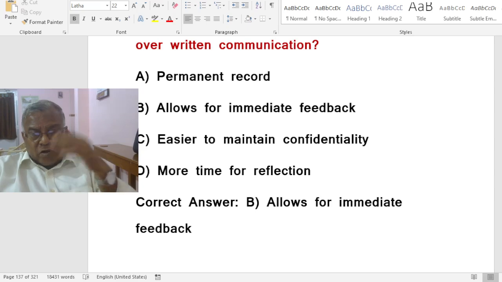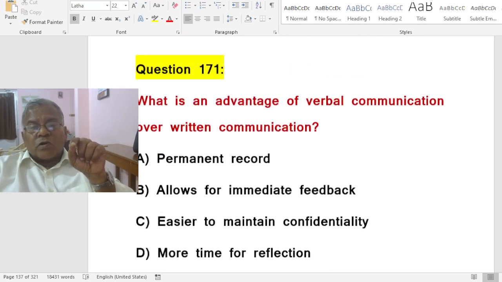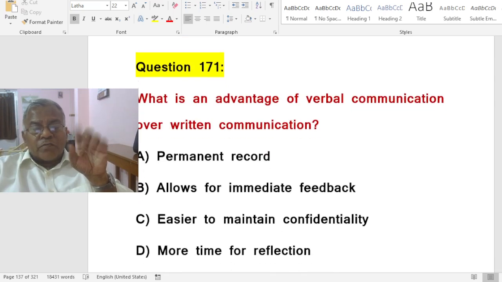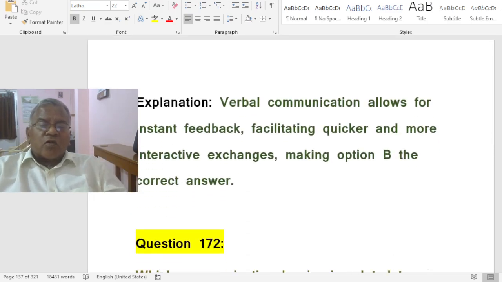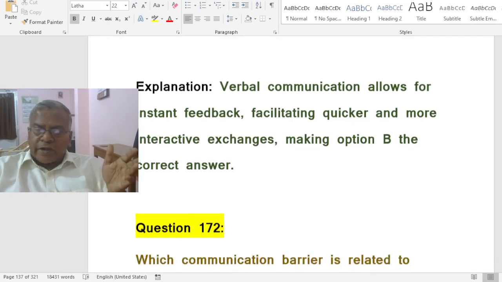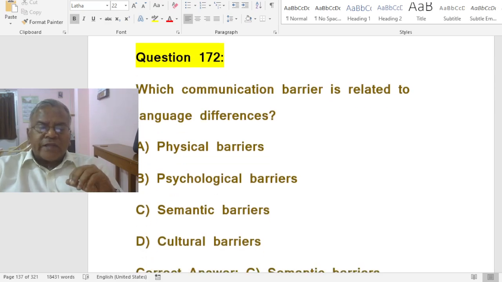It takes a longer time to write to another person and get the doubts clarified. All these things take a lot of time. Whereas verbal communication is very easy, allows for immediate feedback. Verbal communication allows for instant feedback, facilitating quicker and more interactive exchanges, making option B the correct answer. Which communication barrier is related to language differences?